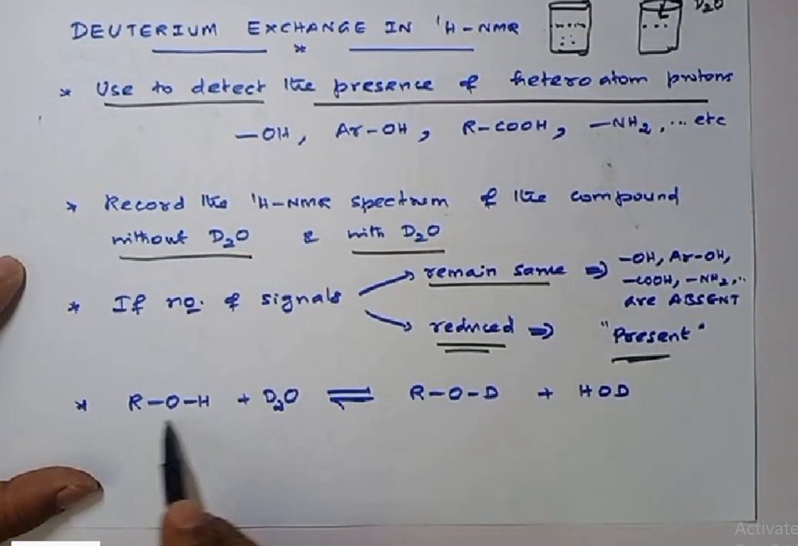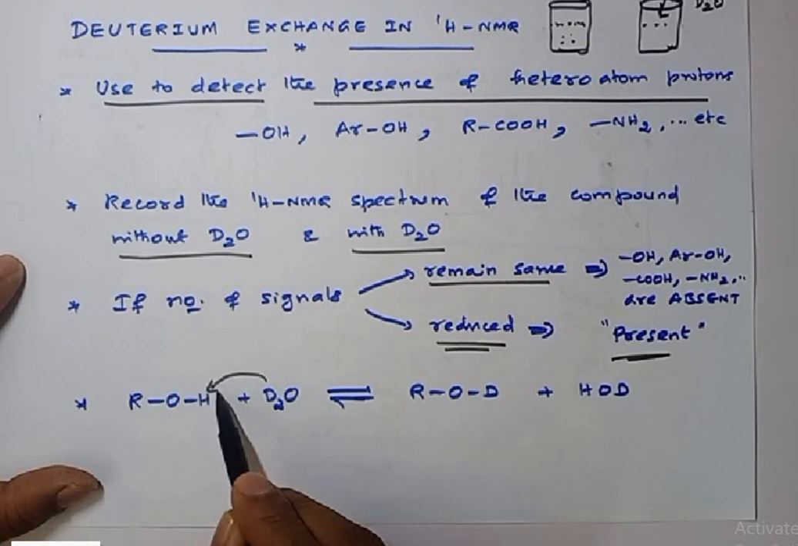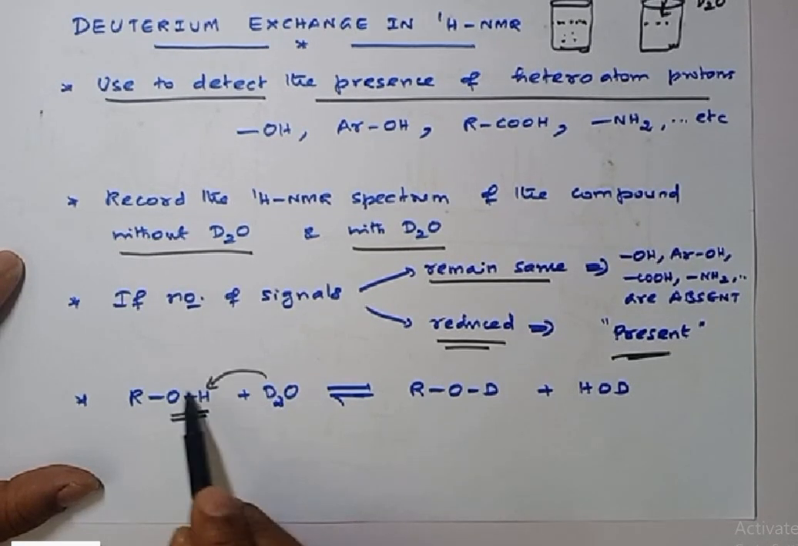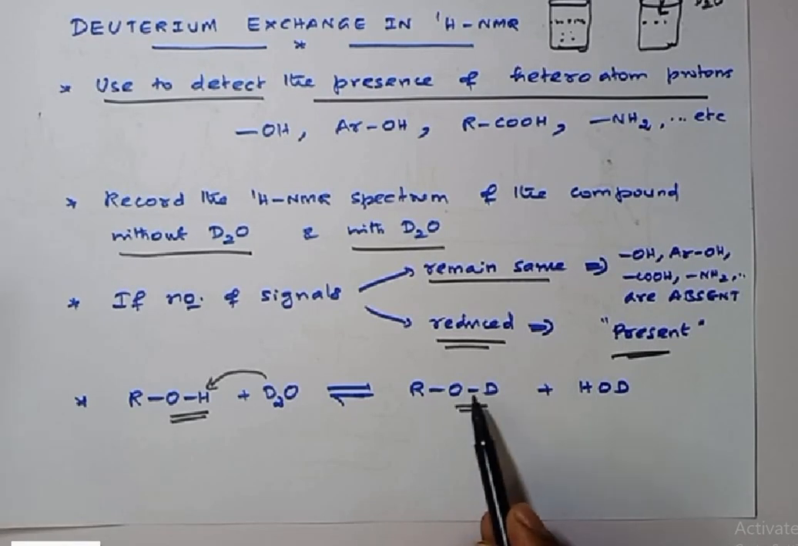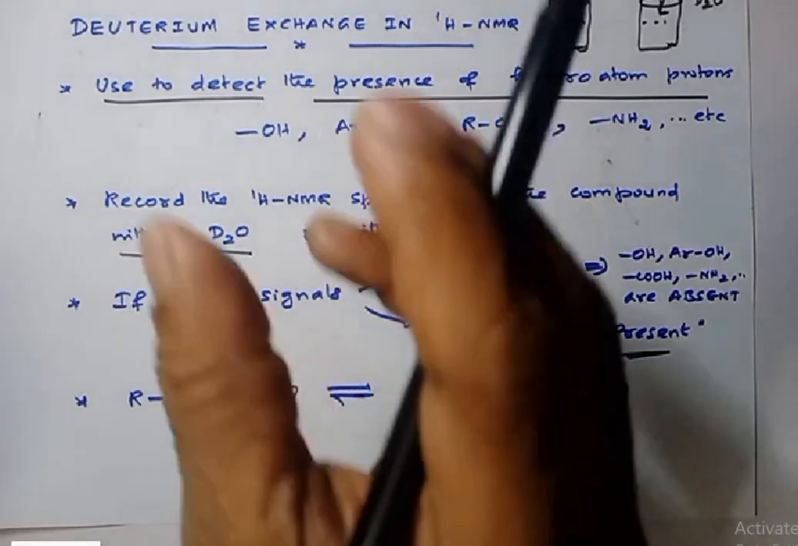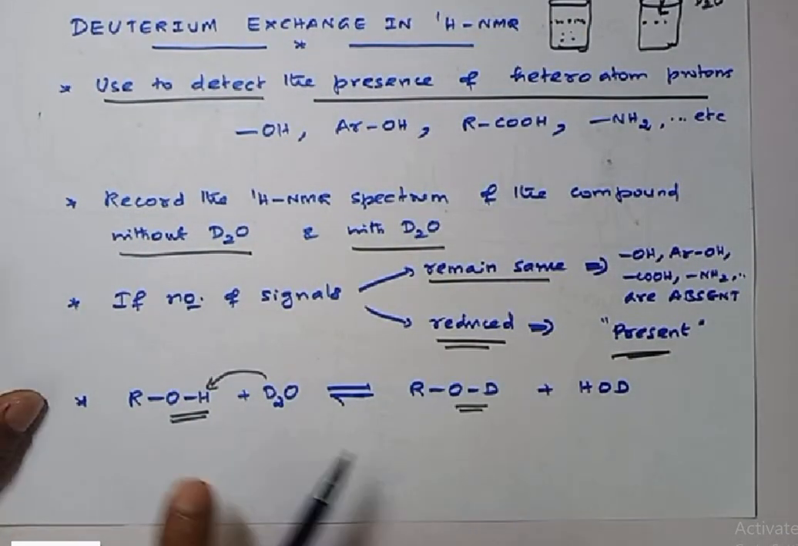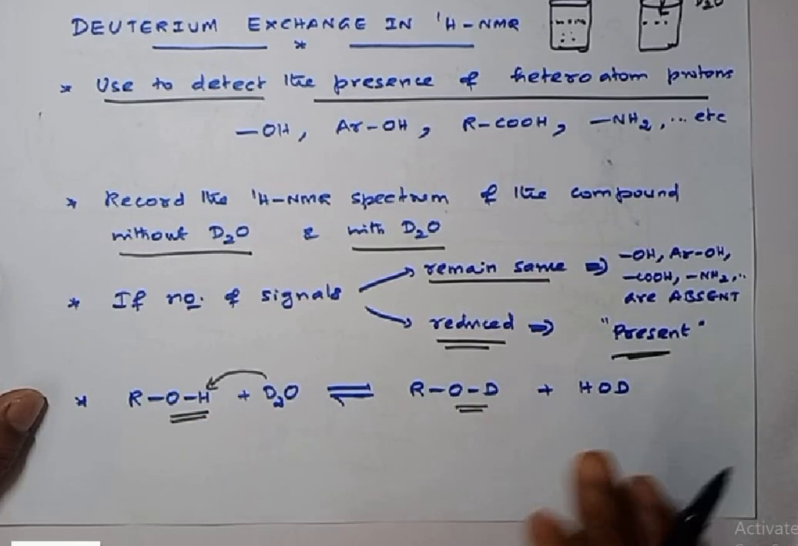If I have an alcohol group and I put D2O, what will happen? The deuterium atom exchanges with this hydrogen so that this becomes ROD and you get HOD. The OH signal of the alcohol is now becoming ROD, therefore there is no OH now. So the OH signal does not appear in the spectrum. That's all. I have given an example with alcohol. The same thing happens with amines and carboxylic acids also.